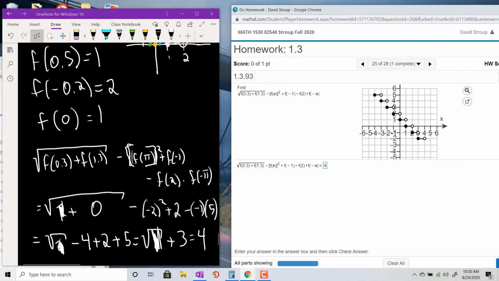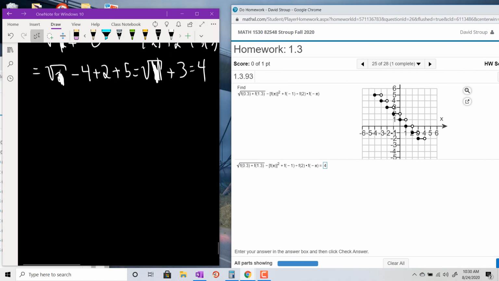Okay, so let me try it again. So square root of f of 0.3. So 0.3 is right here, so that'll be 1. Okay. Plus f of 1.3 is 0. Minus f of pi. So pi is 3.14. And that will bring me down to -2, but I square that, so it'll be 4 plus f of -1. F of -1 will be 2.